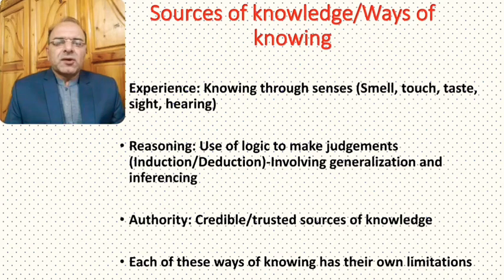All of these different sources of knowledge, that is experience, reasoning, and authority, have their own benefits and strengths, but each of these ways of knowing might also have its own limitations. Our experiences might, in many cases, lead to faulty generalizations. Similarly, we can use our reasoning to get to generalizations that might not be very accurate. And knowledge that comes through authority might not, in some instances, be accurate or credible. So all of these sources of knowledge have their own limitations.